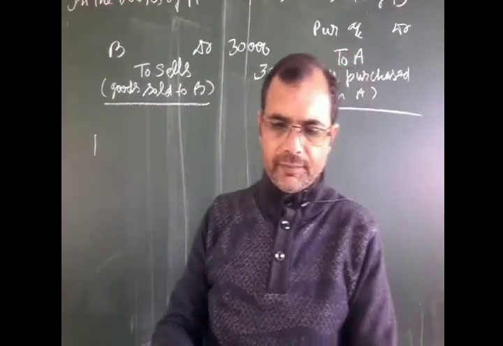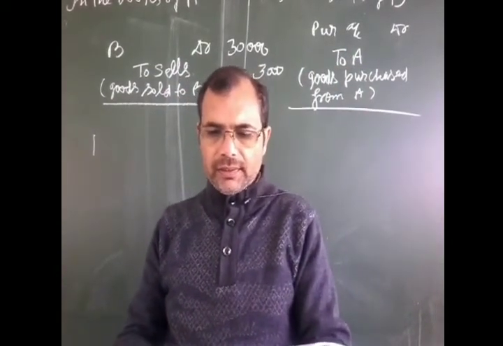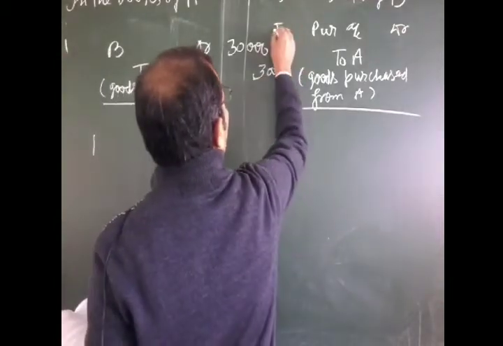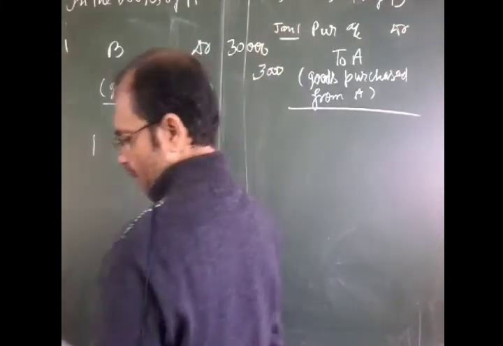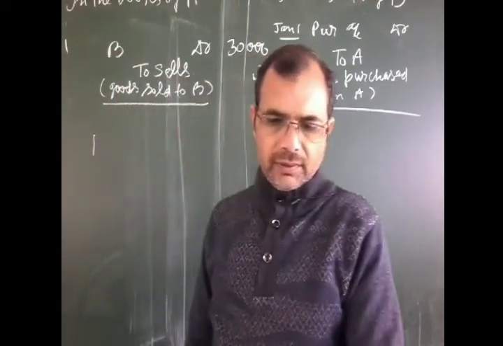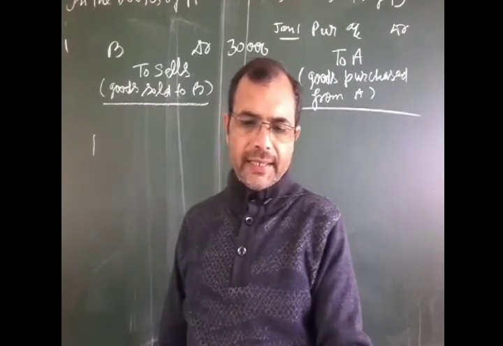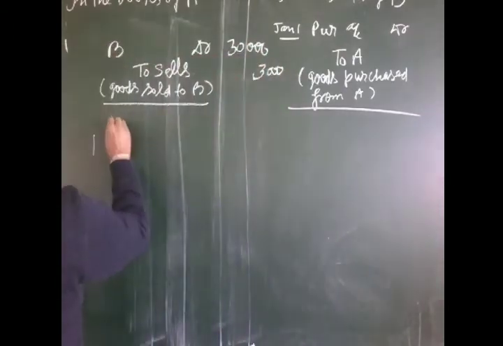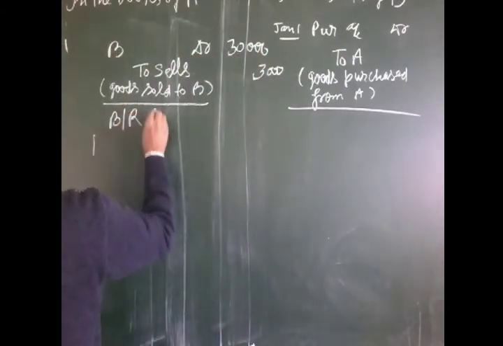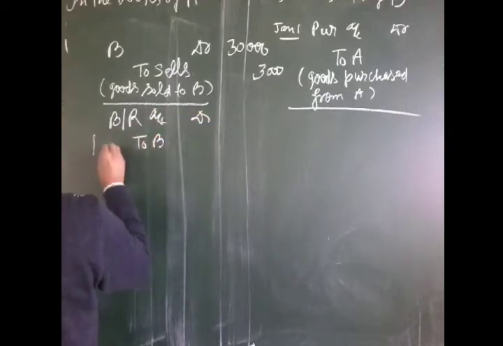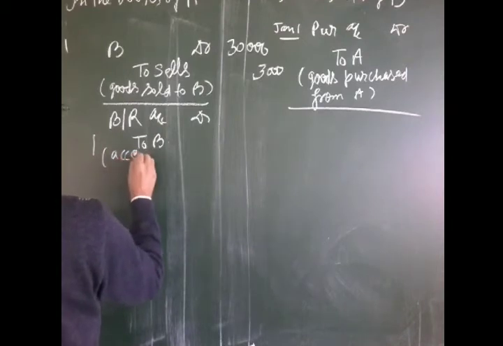Now we will see, the bill was written on 1st January. On the same date, he draws a bill on B at 3 months for the amount. What entry we will write here? BR account debit to B. Acceptance received.